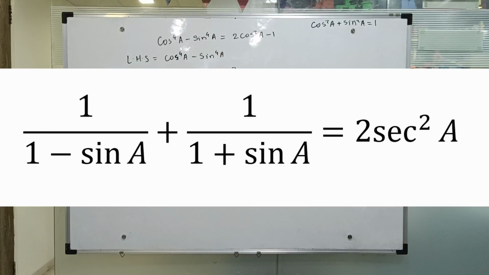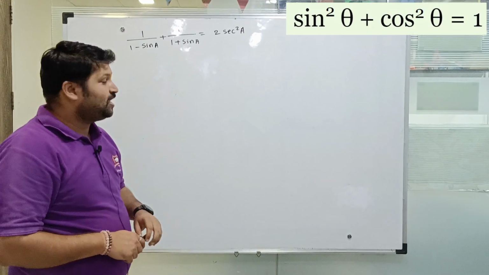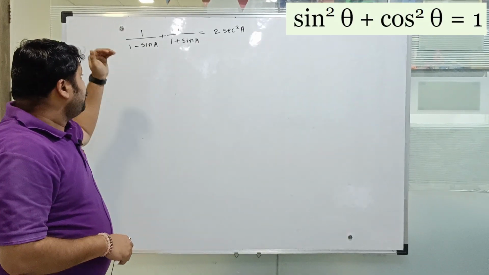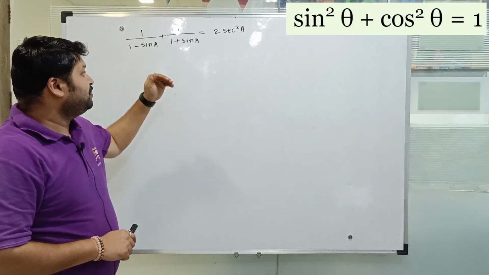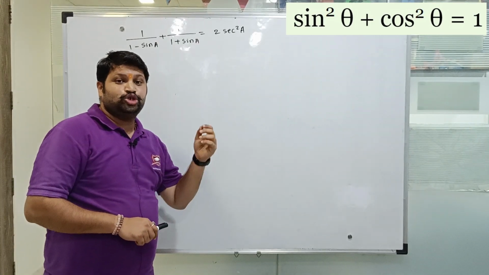Now let us go ahead and talk about one more example. This is from exercise 21A from Selina Concise maths book for ICSE. It is question number 24, which says 1 upon 1 minus sin a plus 1 upon 1 plus sin a is equal to 2 sec square a. Now the example tells us that 1 upon 1 minus sin a plus 1 upon 1 plus sin a is equal to 2 sec square a.